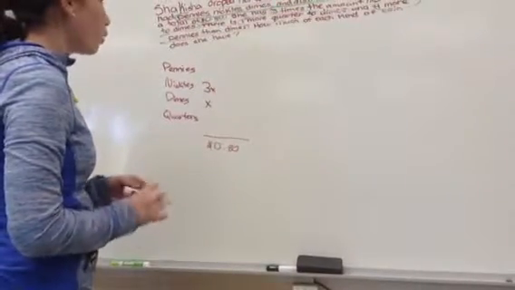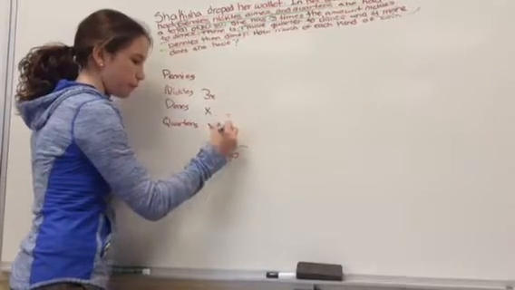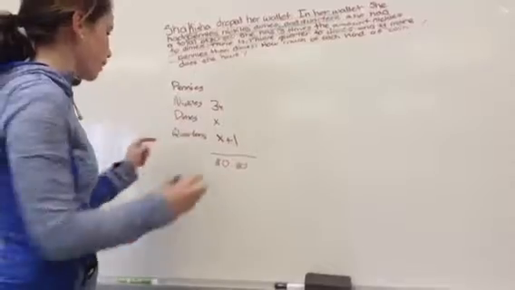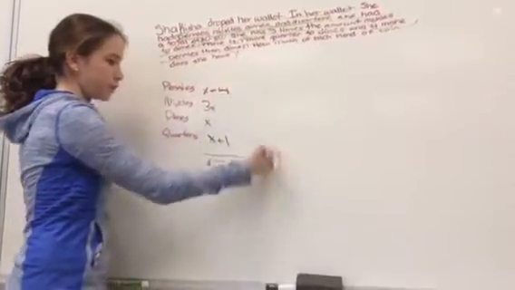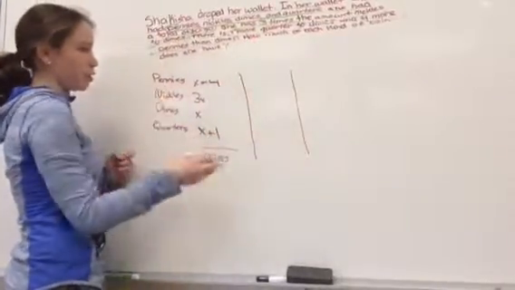Quarters is x plus 1, because it says one more quarter than dimes. That would be the mistake people would make. Oh, I have the variable x plus 1. And 4 more pennies than dimes, so x plus 4. Next I'm going to make another section and write down how much each coin is worth.